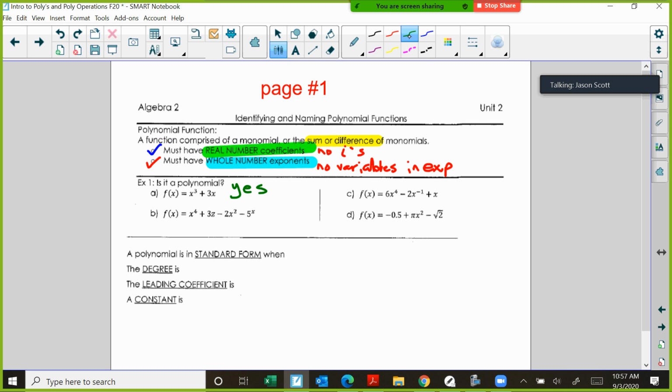All right. So we have a problem here on B. We've got this x hanging out right there. Let's go with red, because red means stop. Okay? That's bad. If you have a variable as an exponent, you do not have a polynomial. So no. Do not have a polynomial on this one.